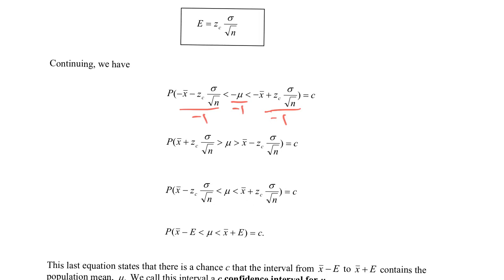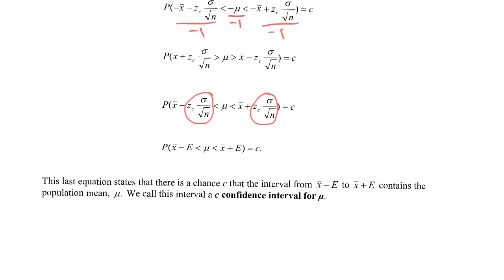And now we're really close, but we're going to swap out E again. This is big E, right? Just like this. So I've got this here, and we have this. So this last equation is what we're going to be calling a confidence interval.